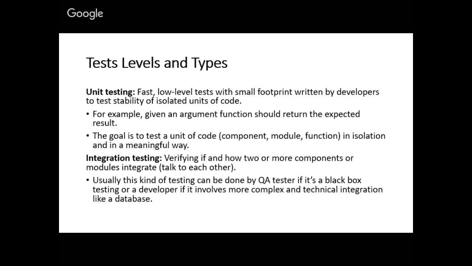So we have different test levels. We have unit tests, integration tests, end-to-end tests, and acceptance tests. A unit test, which is the topic of this KDU, is a fast, low-level test with a small footprint, written by the developer to test the stability of isolated units of code. With a unit test, you want to test small fragments of code, something as small as a component, a module, a single function, or a single class. You want to see if it is behaving the way it should.